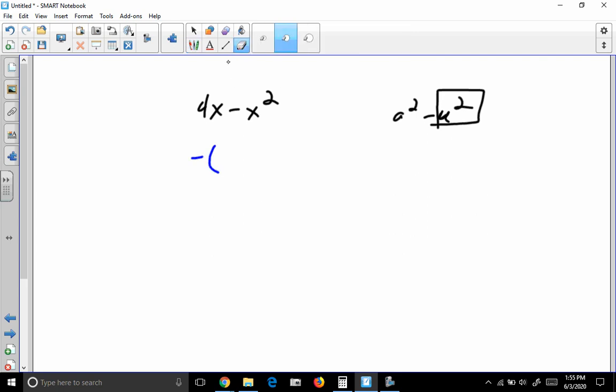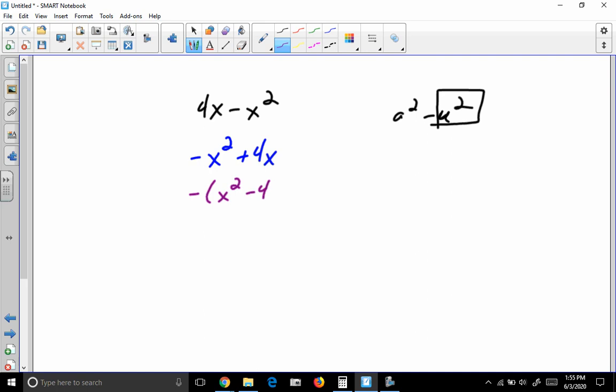Let's change the order of this before we do so. Let's call this minus x squared plus 4x. And we want the x squared part to be positive, so factor out a negative and call that x squared minus 4x. Now we want to complete the square in this parenthesis so that we have something that's being squared there with a negative out front.